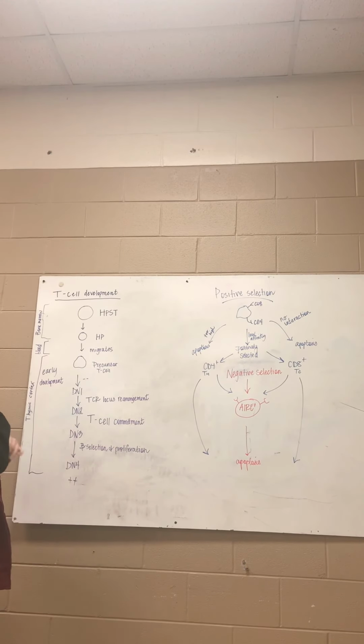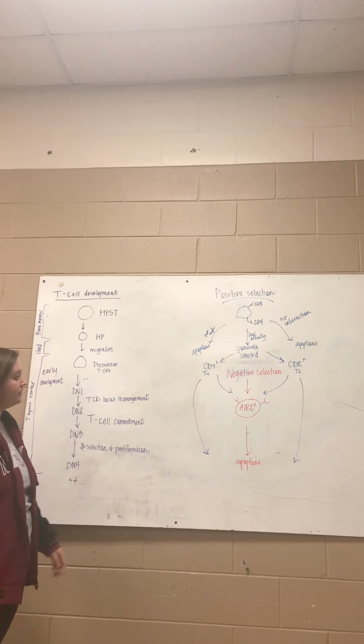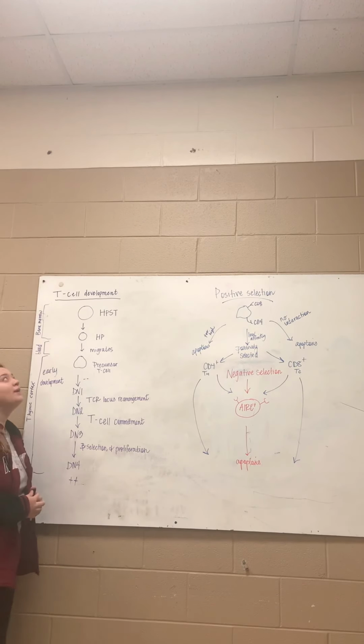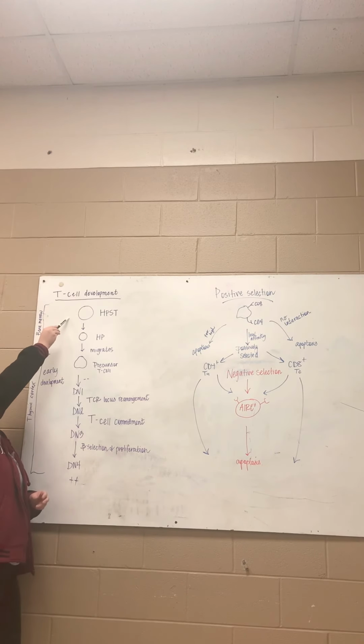Talking about T cell development, and then we're going to talk about positive selection and negative selection. So we know that T cells come from hematopoietic stem cells, which start in the bone marrow.